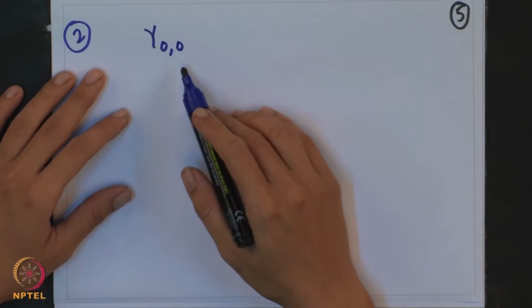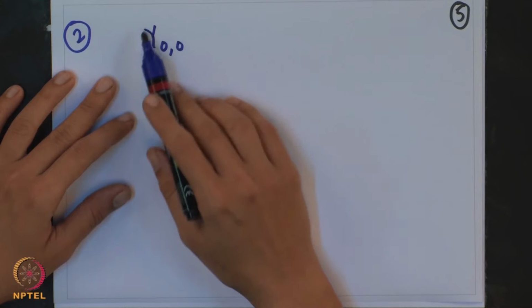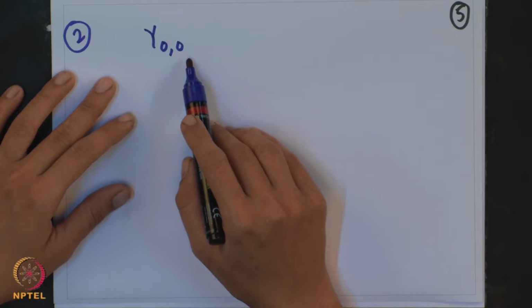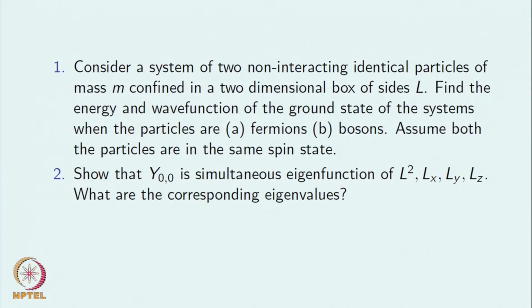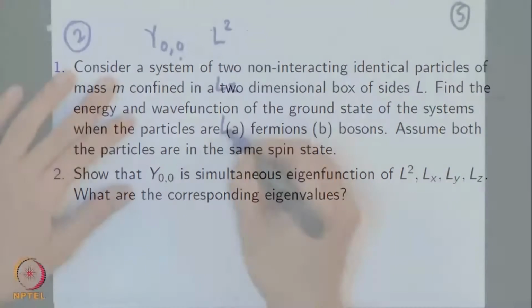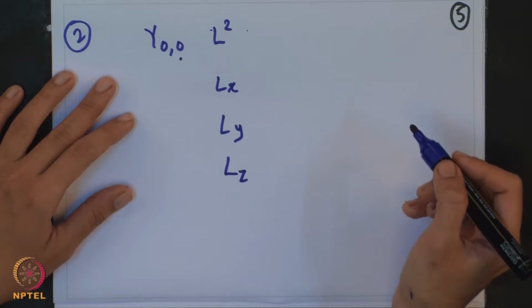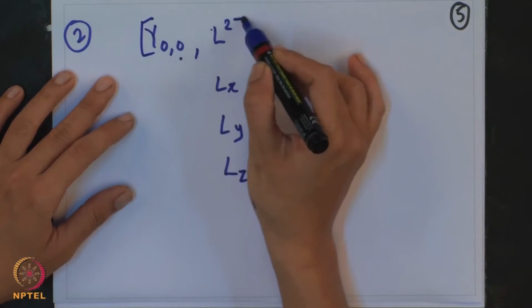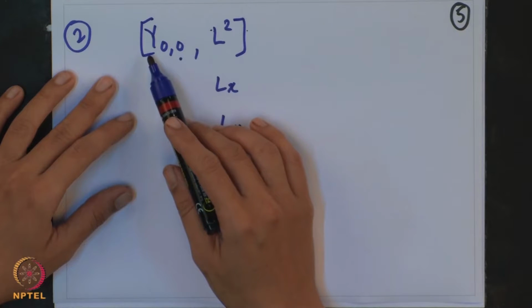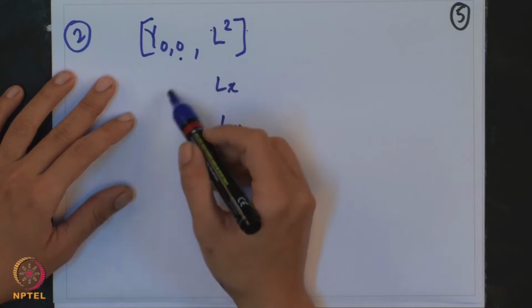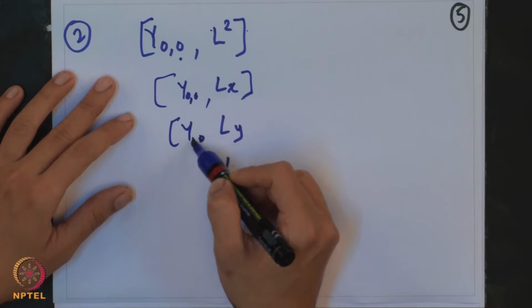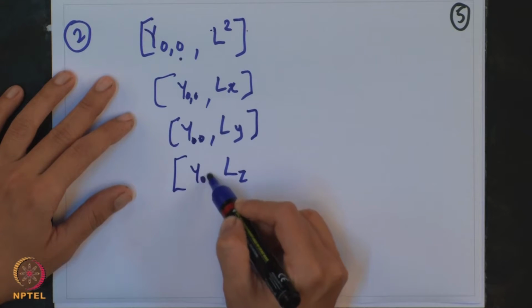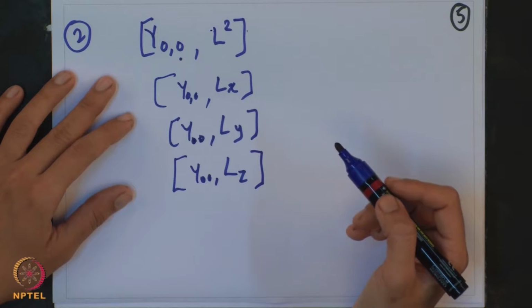Let us go to the second problem, spherical harmonics. You are given the spherical harmonic y00 and you have to find out whether y00 is a simultaneous eigenfunction of L square, Lx, Ly and Lz. What do I mean by this? You have to find out the commutators of y00 with L square, Lx, Ly and Lz.